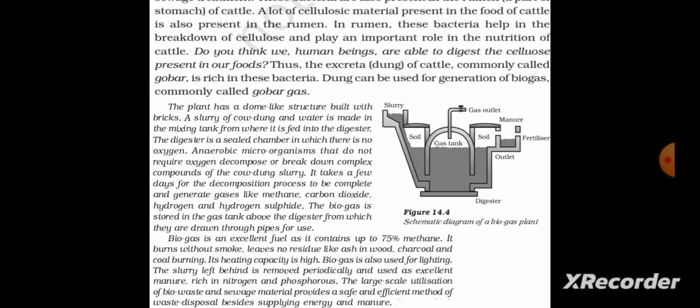It burns without smoke, leaves no residue like ash in wood, charcoal, and coal burning. Its heating capacity is high. Biogas is also used for lighting. The slurry left behind is removed periodically and used as an excellent manure, rich in nitrogen and phosphorus. The large scale utilization of bio waste and sewage material provides a safe and efficient method of waste disposal besides supplying energy and manure.